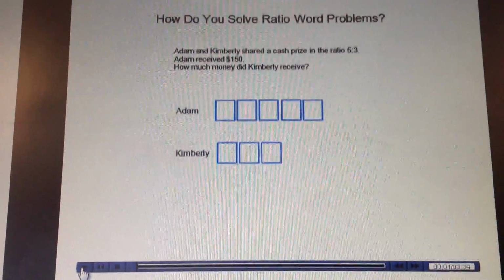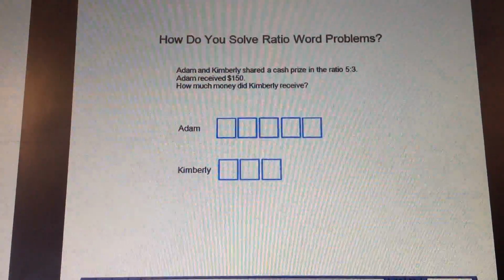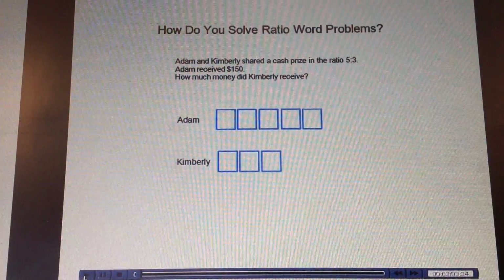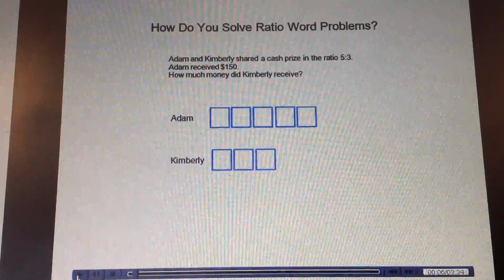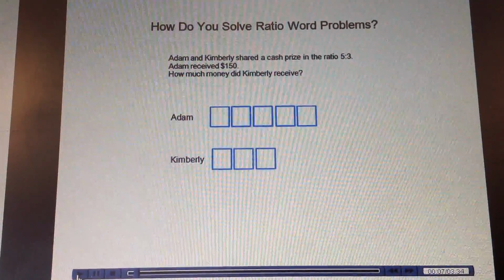How do you solve ratio word problems? I think the best way to solve a ratio word problem is to draw a diagram that models the situation in the word problem. Let's take a look at the example.